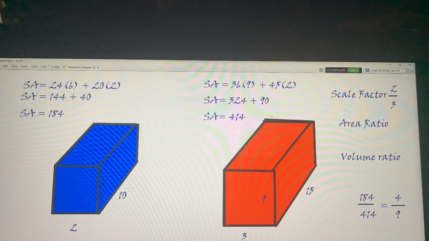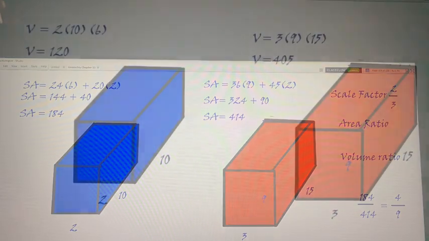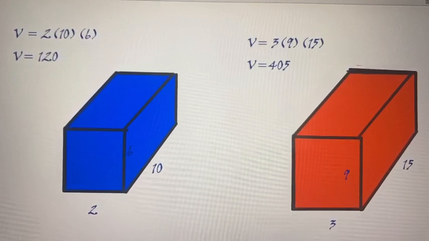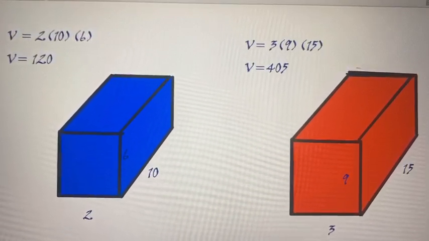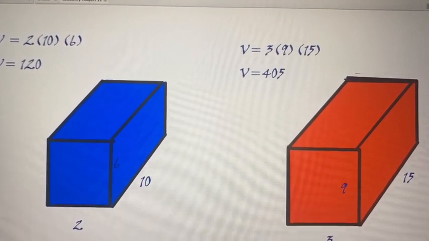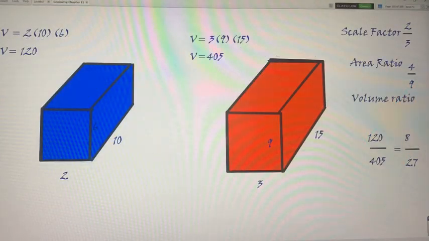Now let's talk about volume. Remember, volume is area of the base times the height. So the area of the base for the blue is 2 times 10, which is 20, times the height of 6, which is 120 cubic units. Of the red, I have 3 times 15, which is 45, times 9 is 405 cubic units. So the volume ratio is 120 over 405, which reduces to 8 over 27.